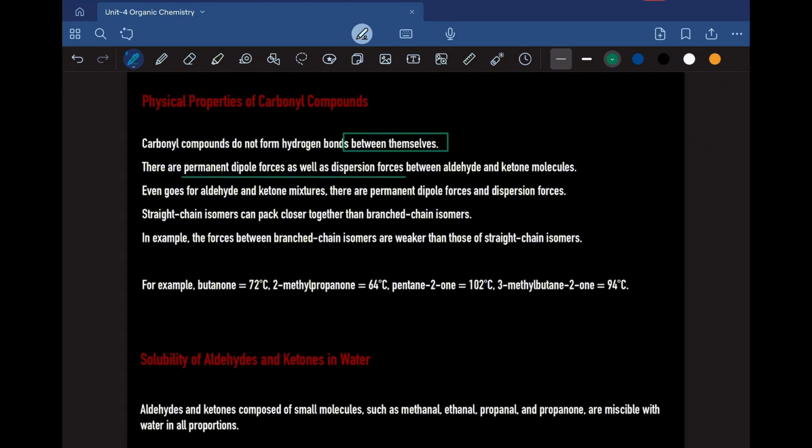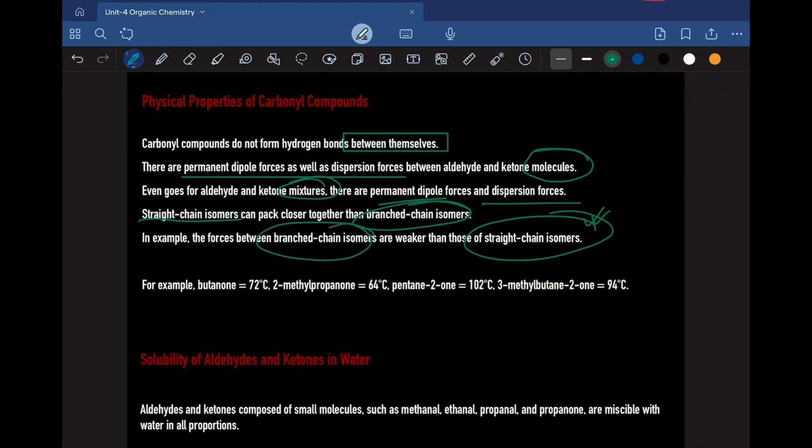Now, this goes for aldehyde and ketone mixtures too: there are permanent dipole forces and dispersion forces. Not only for aldehyde and ketone molecules, even for their mixtures, there are permanent dipole forces and dispersion forces that act. Now, the most important part is that straight chain isomers can pack closer together than branched chain isomers. For example, forces between branched chain isomers are weaker than those of straight chain isomers. So straight chain isomers have stronger forces between them than the branched chain isomers.